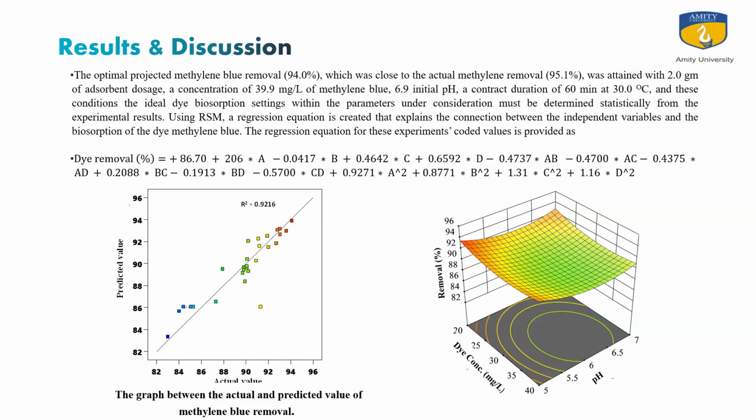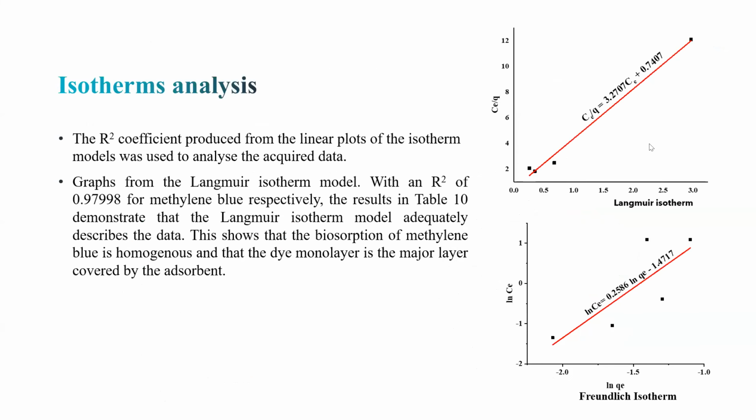This graph shows the R square, the correlation coefficient, with a value of 0.9216. That is a good combination and provides very good connections between the actual and predicted values of this study. So this is the isotherm analysis.